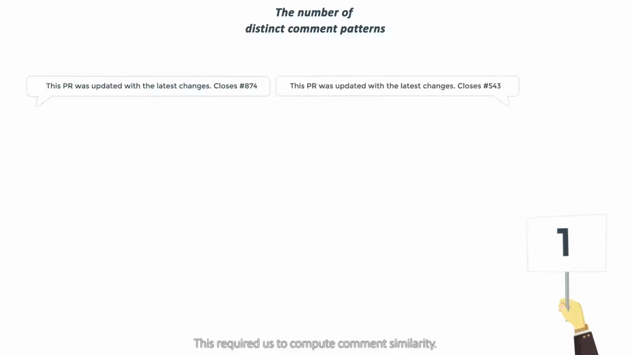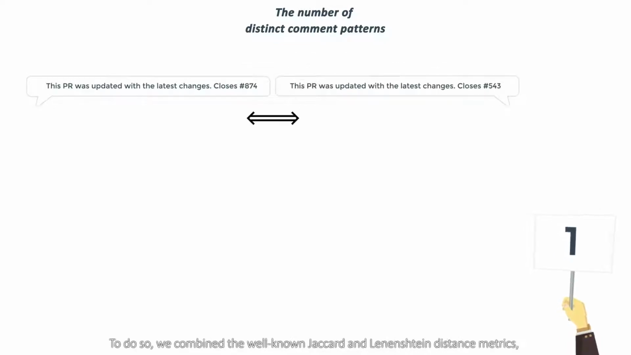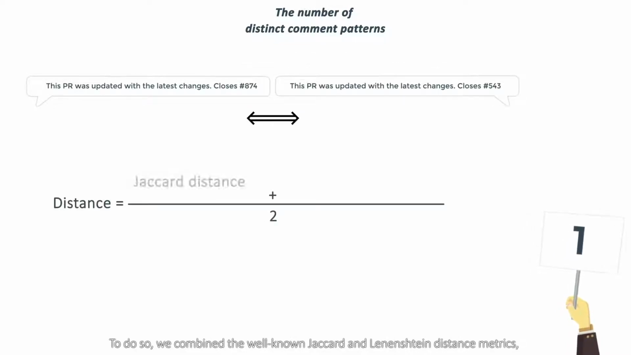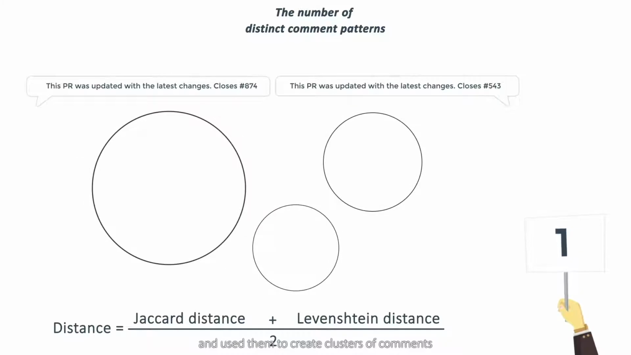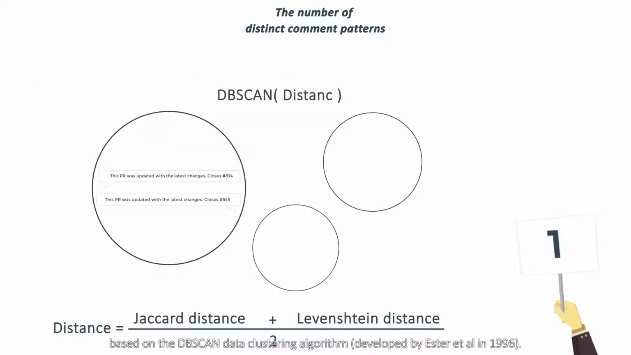This required us to compute comment similarity. To do so, we combined the well-known Jaccard and Levenshtein distance metrics and used them to create clusters of comments based on the DBSCAN data clustering algorithm.